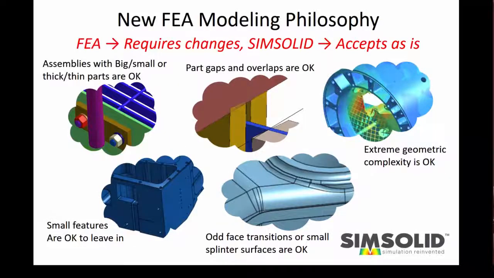The modeling philosophy of SIMSOLID is quite different from traditional FEA. With SIMSOLID, assembly modeling is much easier. Multi-scale assemblies, big and small, or thick and thin, and assemblies with part connection gaps and overlaps are all easily processed. In addition, parts with extreme geometric complexity, small features, or poorly formed surface regions can all be included. The mesh-related challenges with traditional methods are not encountered with SIMSOLID. This makes setting up the model a snap.